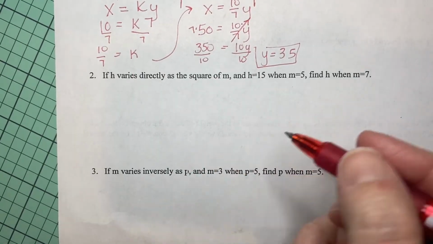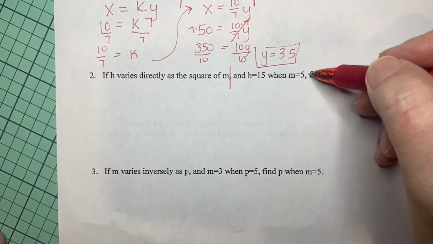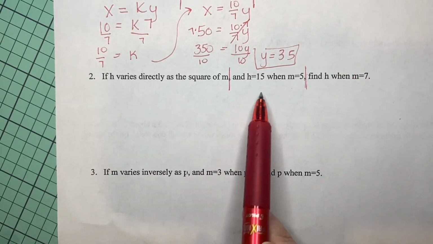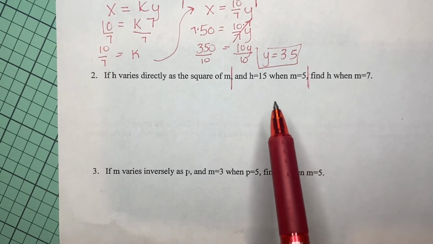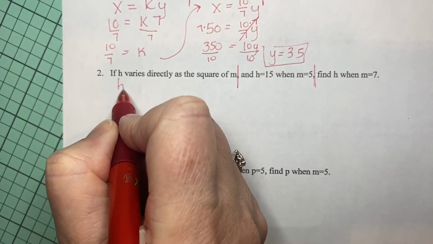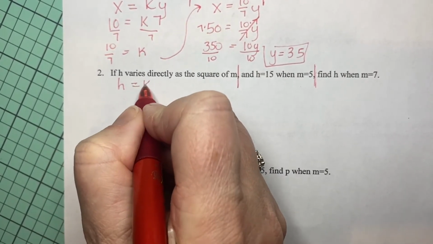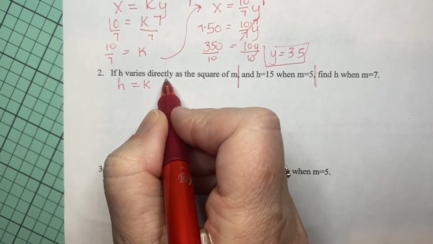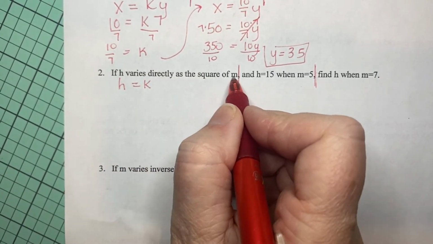Okay, let's look at this next one again. It's going to be in 3 parts where the commas are. So part 1, part 2, part 3. So first we're going to write our equation. So we're going to start right here. H varies directly, which means right next to it, that equals K, the square of M.